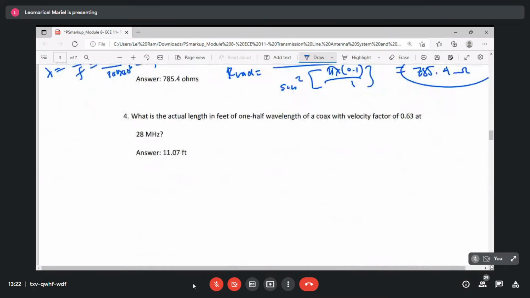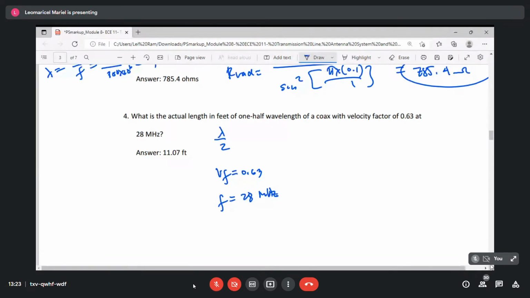Okay, next. What is the length in feet of one half wavelength of coax with the velocity factor of 0.63 at 28 megahertz? Ano daw yung length in feet ng half wavelength? Ibig sabihin, half wavelength is lambda over 2. What would be the actual length if given din yung velocity factor natin na 0.63 with the frequency of 28 megahertz.